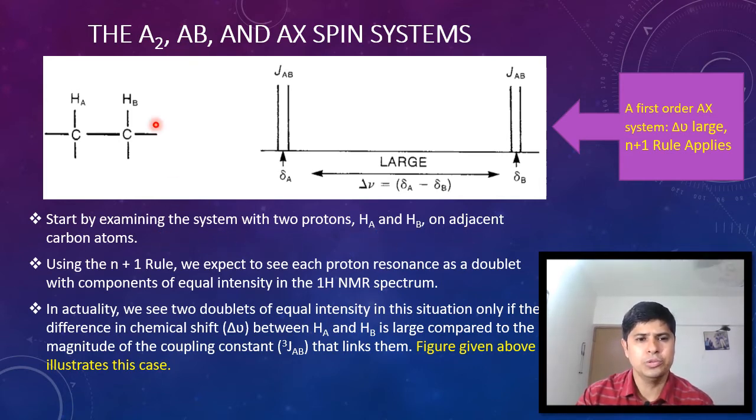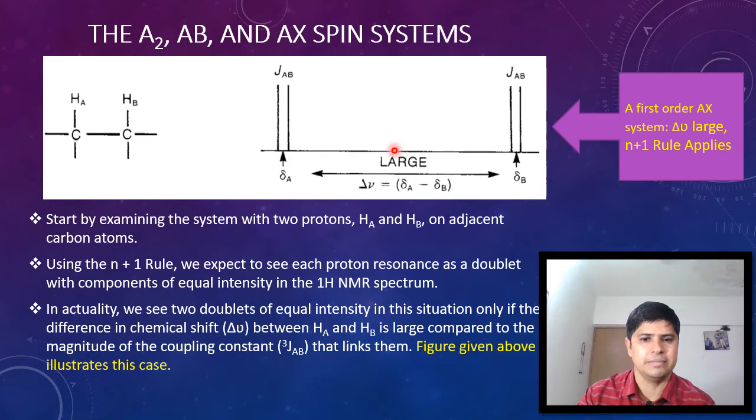Okay, so these two protons are on adjacent carbon atoms. Using the n plus 1 rule, we expect to see each proton resonance as a doublet with components of equal intensity in the 1H NMR spectrum. So by using this n plus 1 rule, this HA will give a doublet. Similarly, this HB will give a doublet. Okay, so the n plus 1 rule is followed.